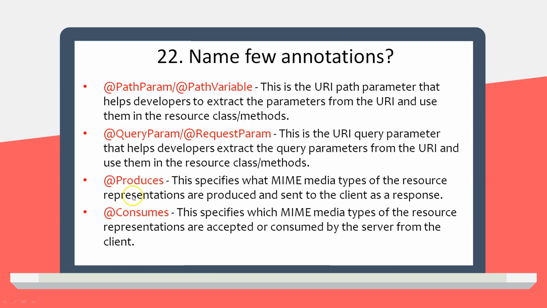Alright guys, the next one is @Produces and @Consumes. So this specifies the media type of the resource representation. For example, if you are going to produce XML or JSON data, you can specify that, or if you are going to consume XML or JSON, you can specify that.